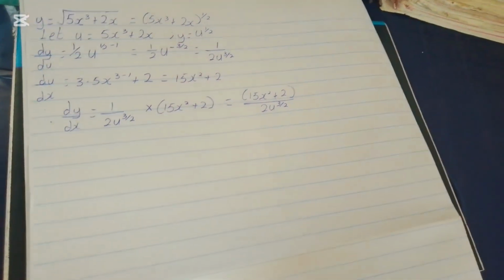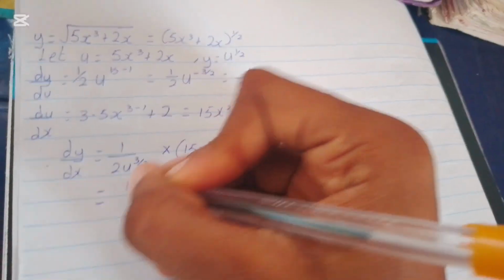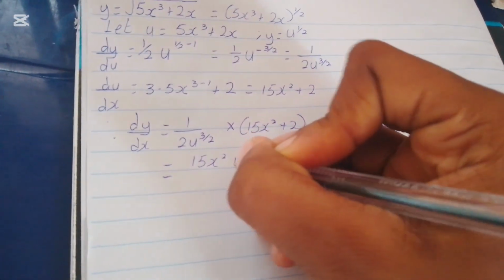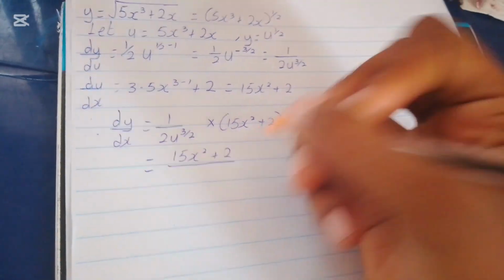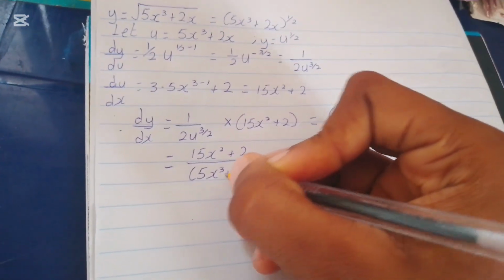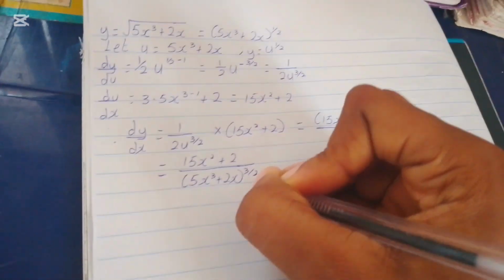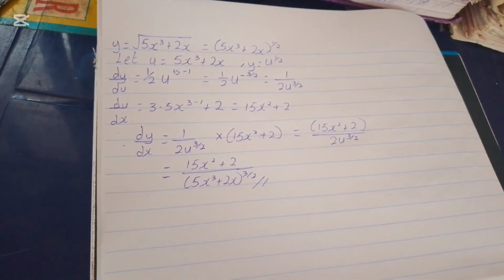Now, like I said, you have to replace your u. So this means that our dy by dx will be 15x squared plus 2 all over, replacing our u, which initially was 5x cubed plus 2x, so this will be (5x cubed plus 2x) raised to the power of 3 over 2. So this is the derivative of the function here. I hope with the examples we've illustrated above that we've been able to understand what the chain rule is all about and how to apply it.